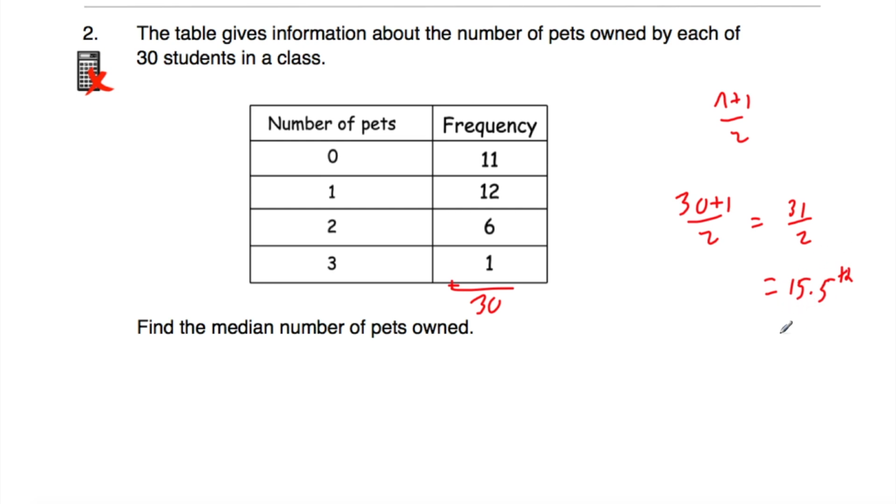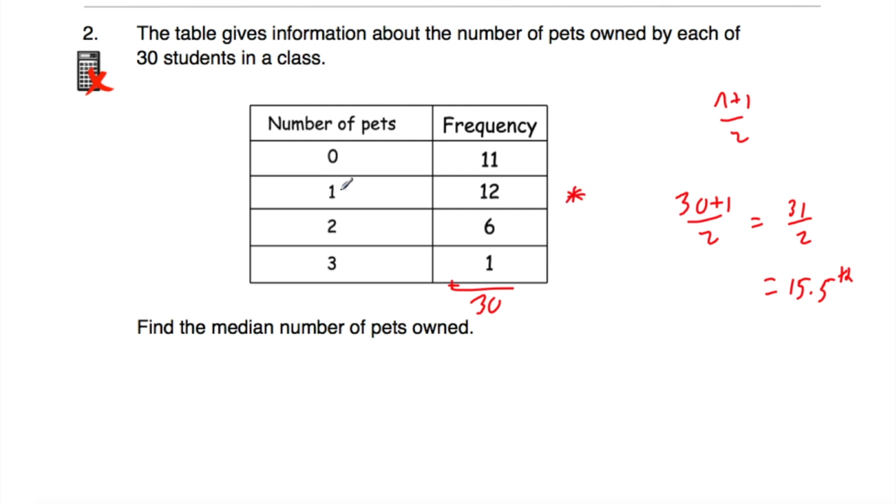So we now know the 15.5th value is the median, and this makes sense because we've got an even number of values, and if you've got an even number of numbers, the median would be in the middle of 2 of them, so that's why it's the 15.5th. So let's find where the 15.5th person would be in this frequency table. So we've got 11 people with no pets, well, the 15.5th one's not going to be in there. And now we've got another 12, well, 11 plus 12 is 23. Well, the 15.5th person would be in here.